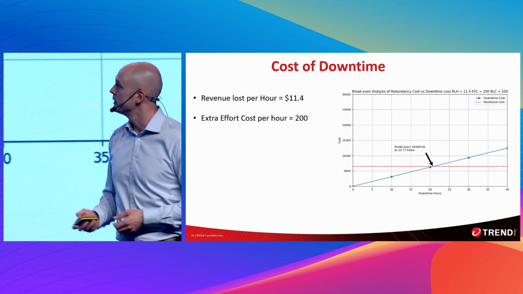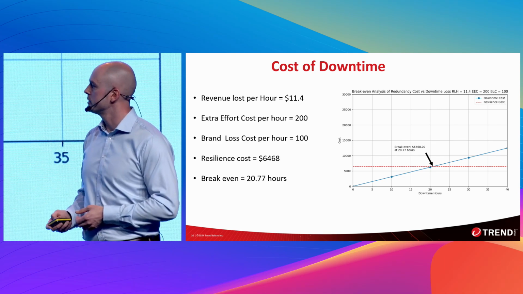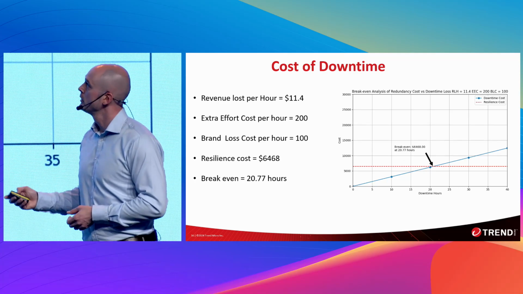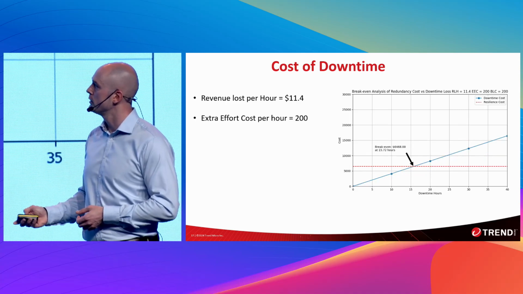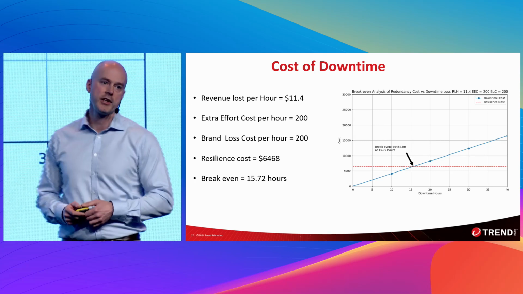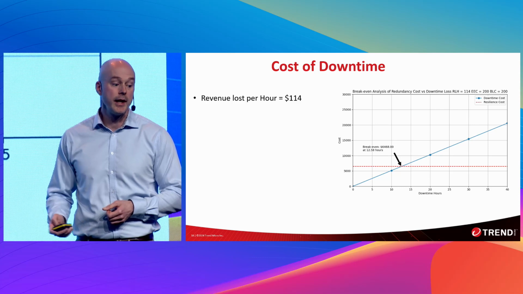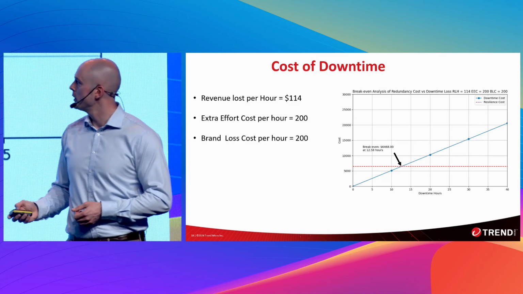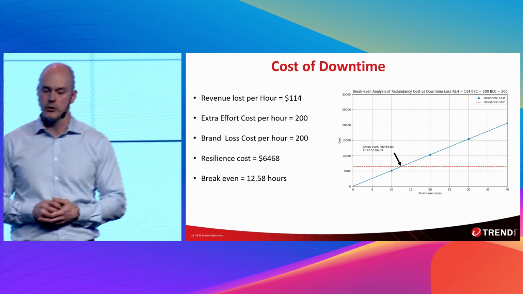Here we have the same revenue. We have doubled the extra effort cost, and the rest is the same. And then we hit a break-even at 20 hours. I have a third example where I also doubled the brand loss cost to 200, and we get a break-even of 15 hours. And we have a last one where I 10x'd the revenue to 1 million a year. The rest is the same, and then we get a break-even of 12 hours. You see where this is going.